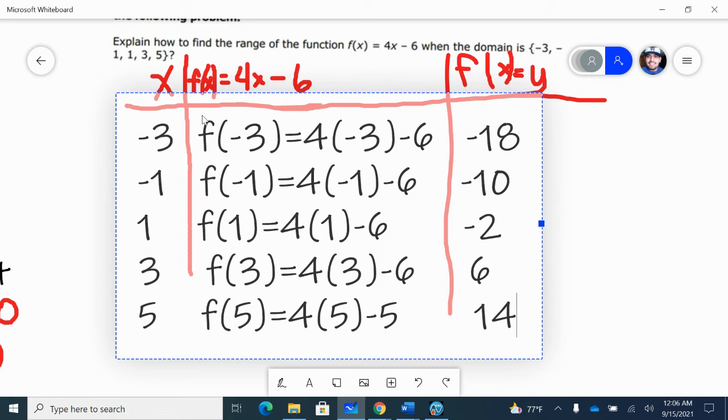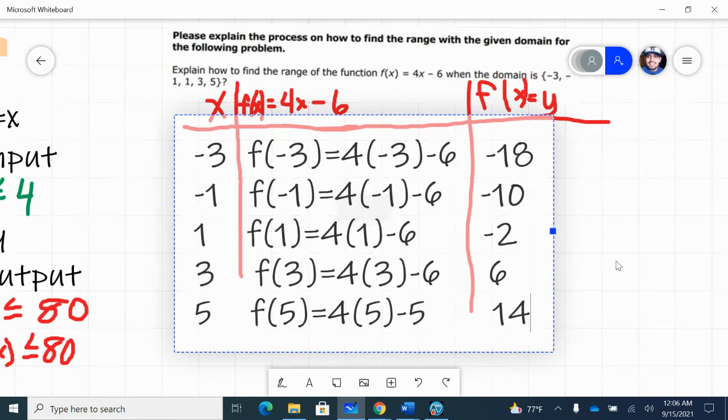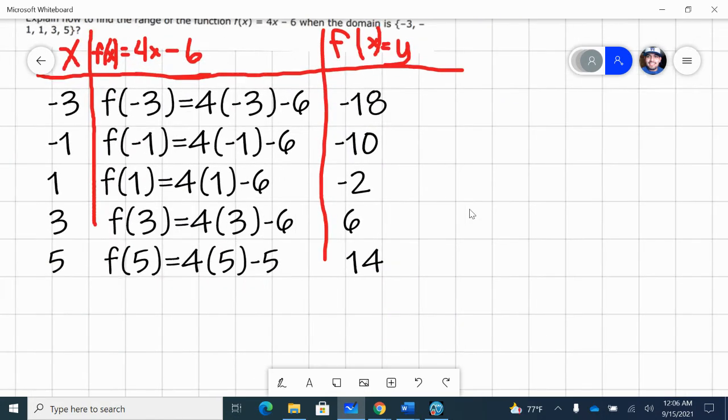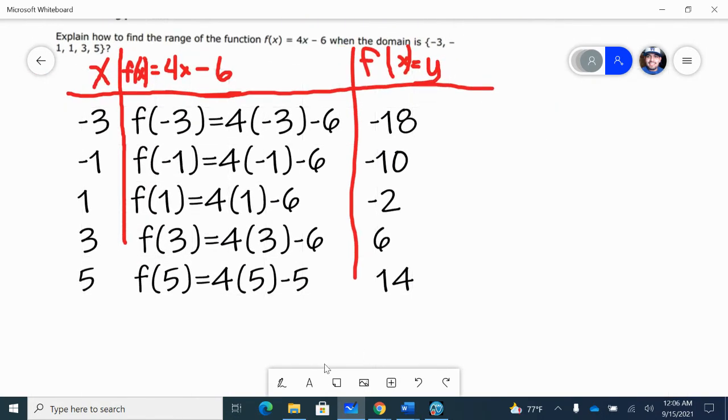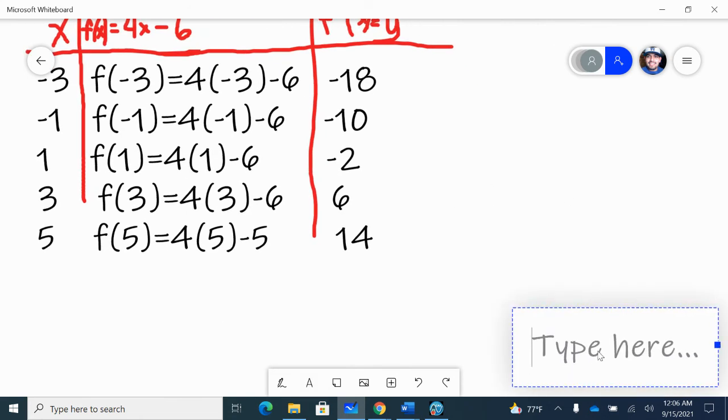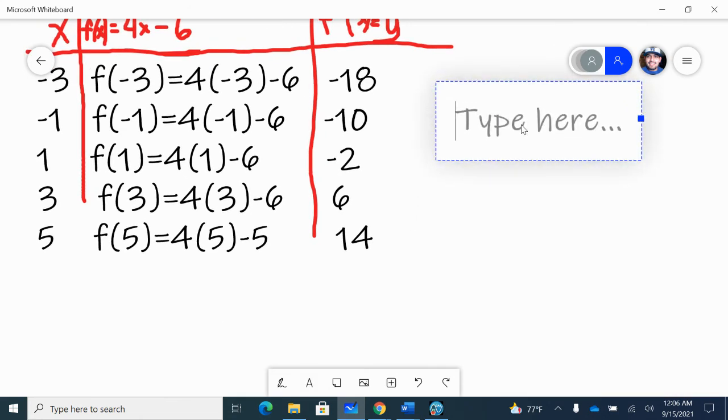You take your inputs, you plug them into your equation, and you get your outputs. Right? So again, you could have done this. I would have given you credit for that. Also, you just could have typed it in using a sentence or two.